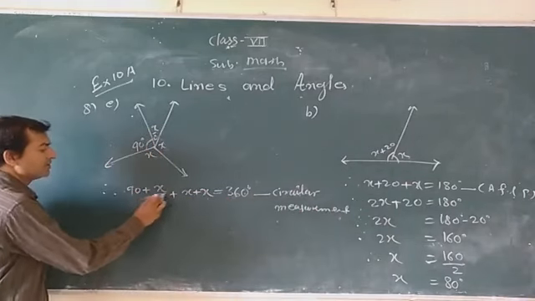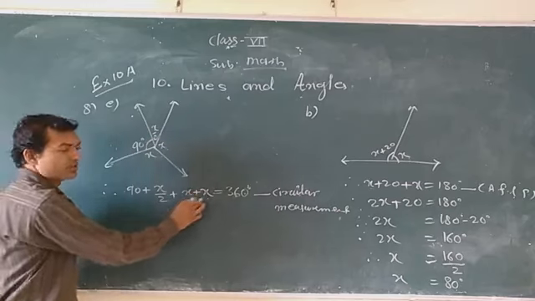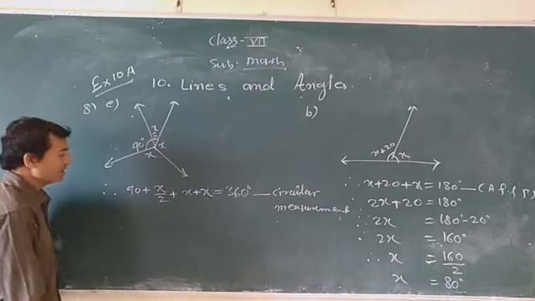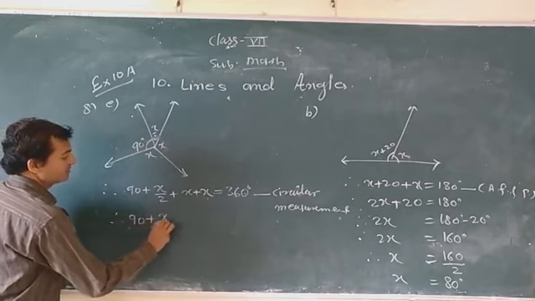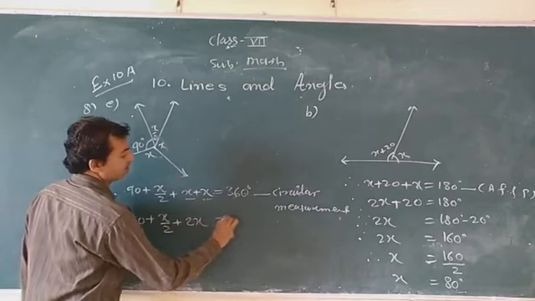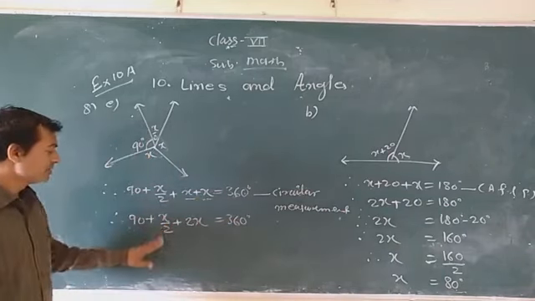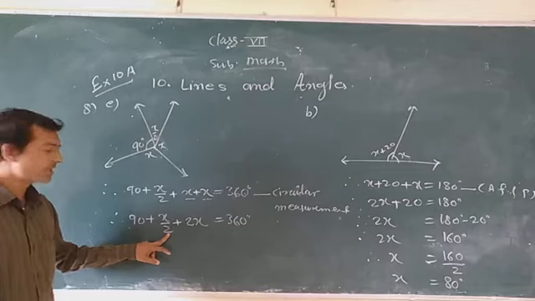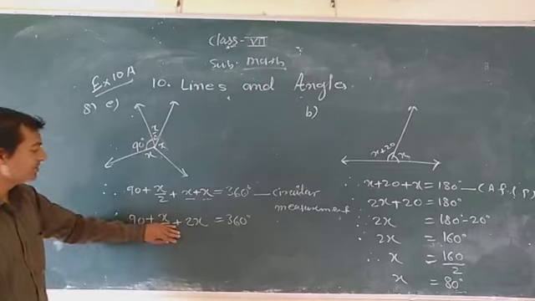Now you have to remove these two. So before that, you have to add these two numbers. So 90 plus x by 2, x plus x means 2x, is equal to 360 degrees. Now you have to remove this 2. तो क्या करना पड़ेगा इसे रिमूव करने के लिए? पूरी इक्वेशन को 2 से मल्टीप्लाई करना. तो ये 2 चला जाएगा.